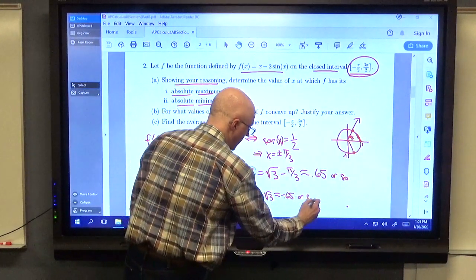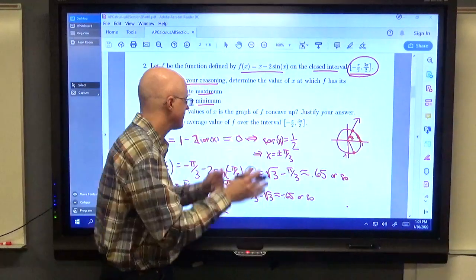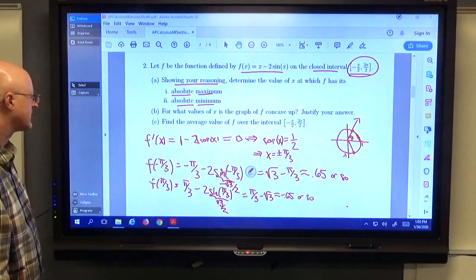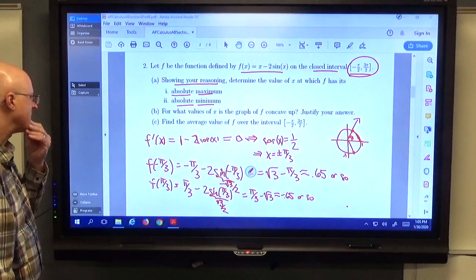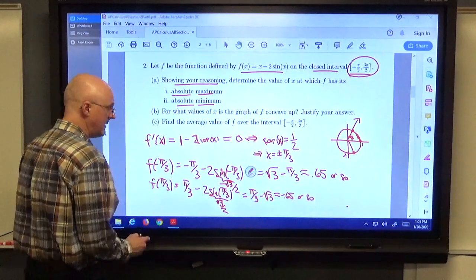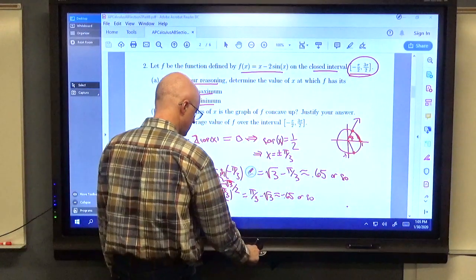Again, I'm doing that without a calculator, so it could be closer to negative 0.7 or negative 0.6, I'm not quite sure. Probably a little closer to negative 0.7. Okay, but whatever. What about the endpoints? Let's do those up here. Maybe I'll change color.